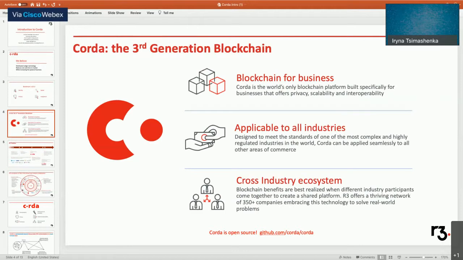There's also a question related to what you're talking about, Irina. Somebody asked, does Corda use a cryptocurrency?